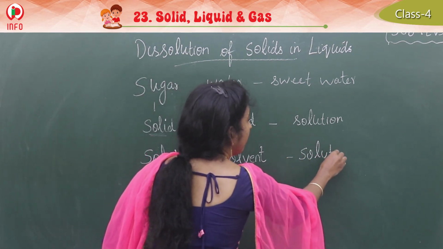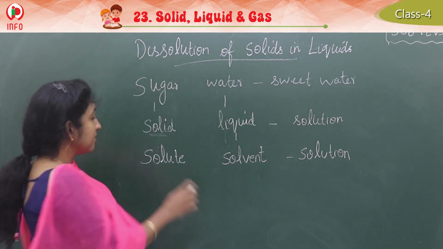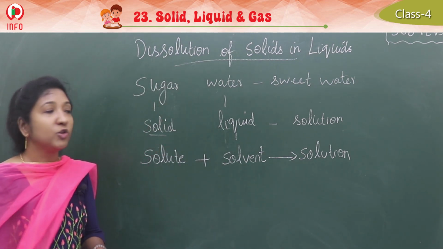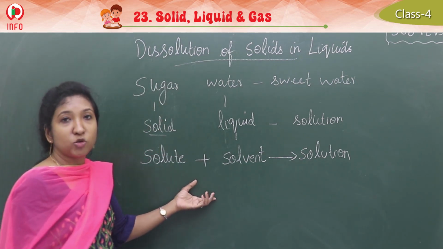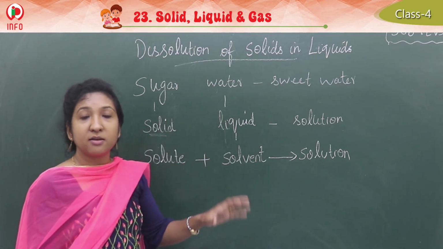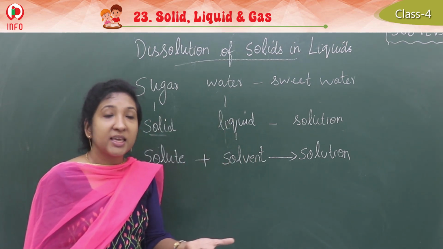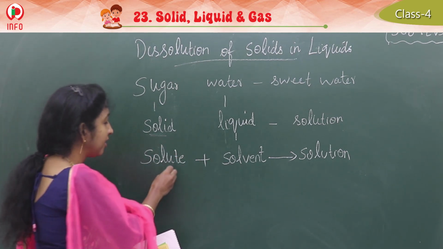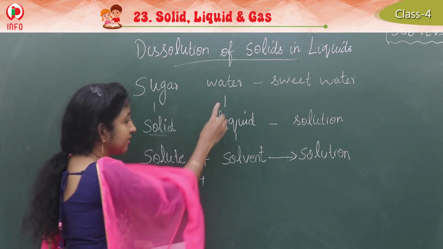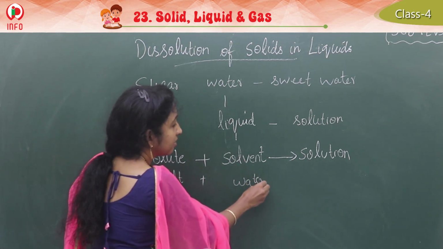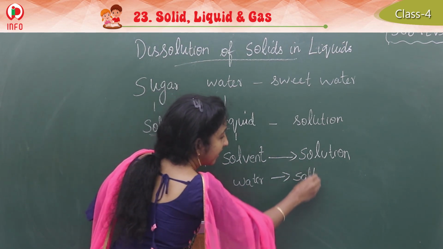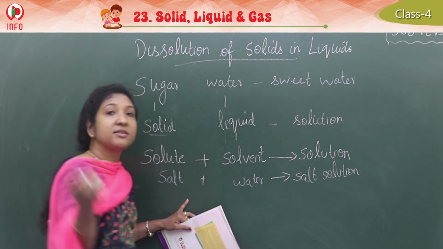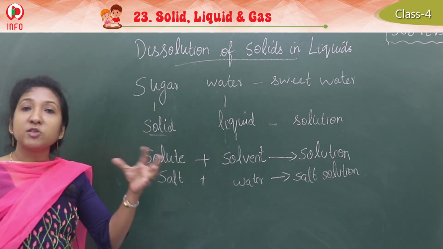So the conclusion is solute plus solvent gives a solution. Solute and solvent mix to give a solution. Example, sugar and water. We can see the same example in salt and water. The solute is salt. Salt plus water, we get salt solution. This is another example. Same as sugar, we get salt solution. Salt also dissolves in water. Salt is also soluble in water.